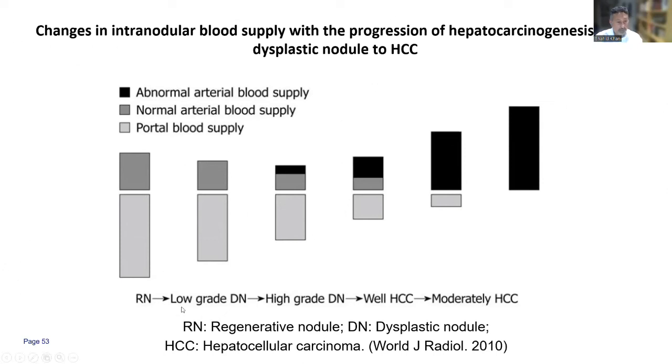Now, when a patient with cirrhosis has just regenerative nodules, the blood supply is predominantly from the portal venous system. But if that tumor develops enough mutations and turns cancer, well, first it will turn dysplastic, from a low-grade dysplastic nodule to a high-grade dysplastic nodule, and then eventually to moderately differentiated and severely differentiated HCC. And during that pathogenic process, the blood supply changes from predominantly portal supply to an abnormal arterial supply. Arterialization is a key pathogenic step in the development of HCC.